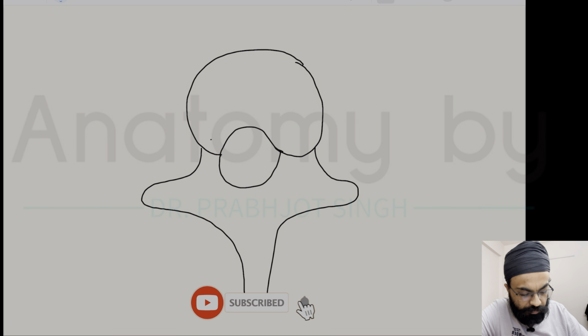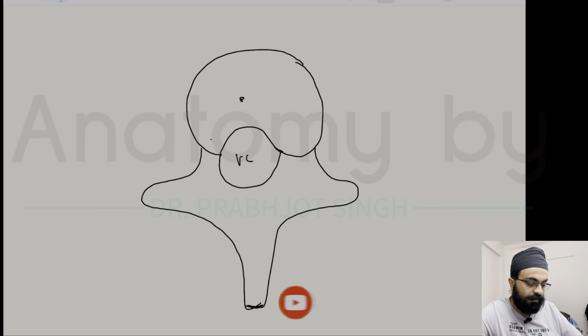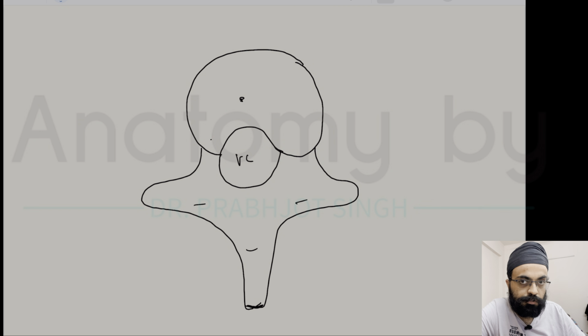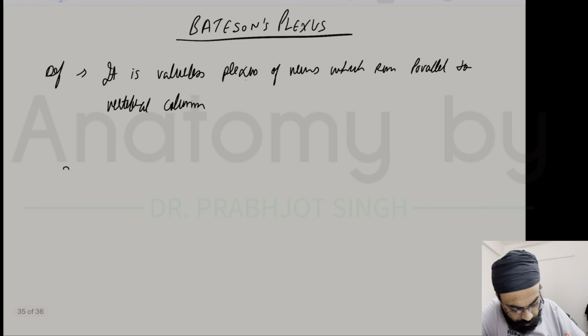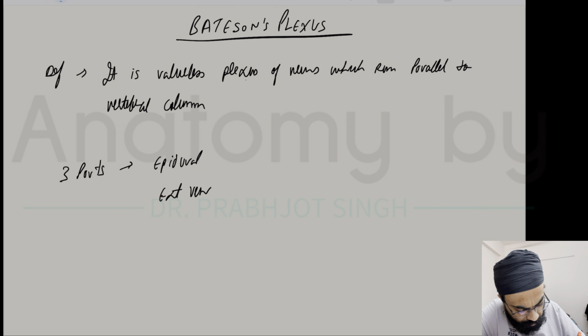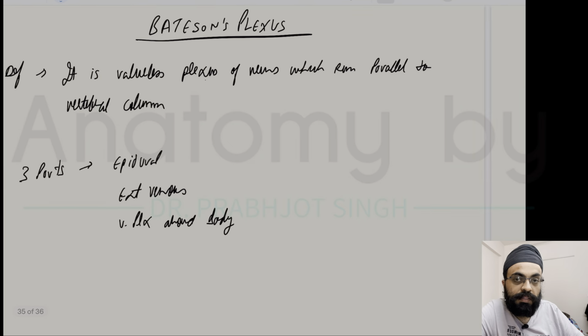So this is the body of the vertebra, this is the vertebral canal, and this is the vertebral arch. So the Bateson's plexus consists of three parts: the epidural venous plexus, the external venous plexus, and the venous plexus around the body. So we will draw all these three parts now.